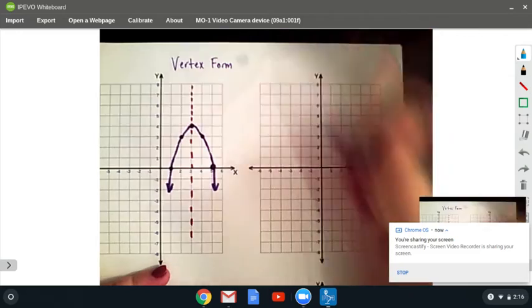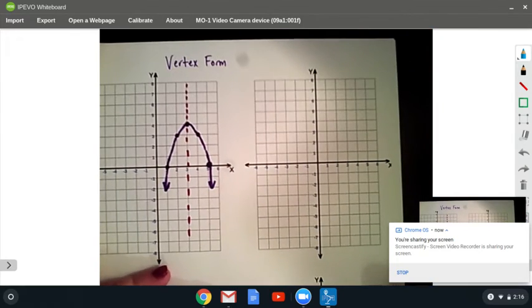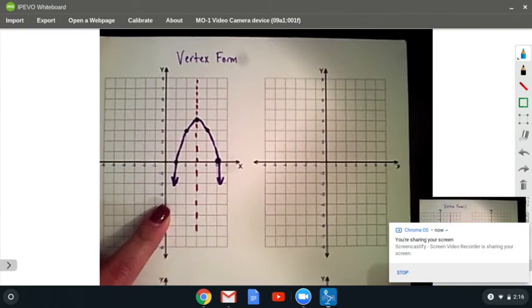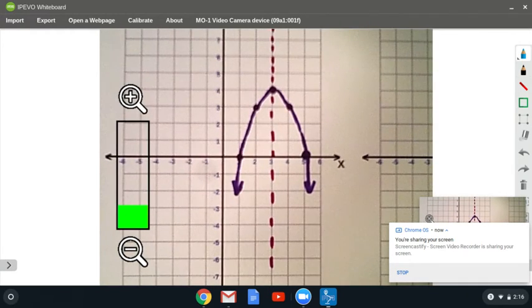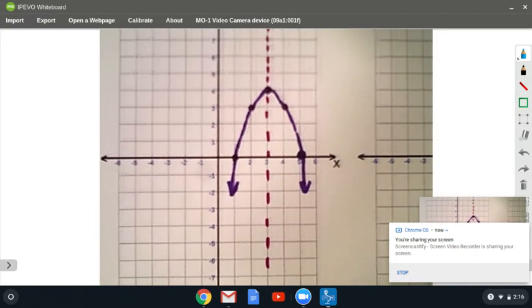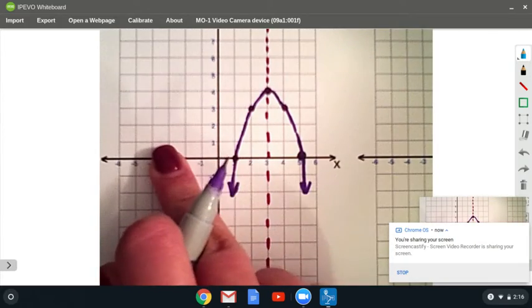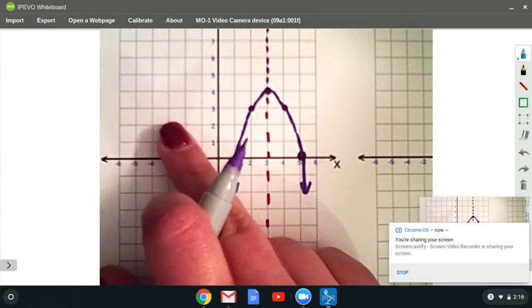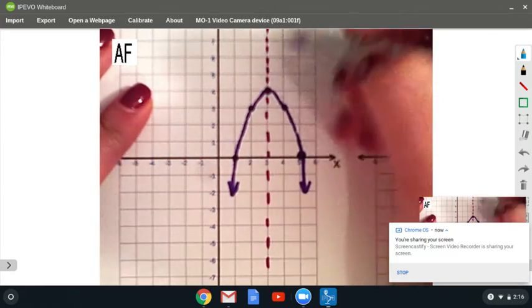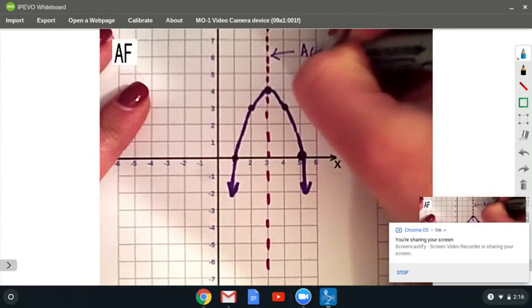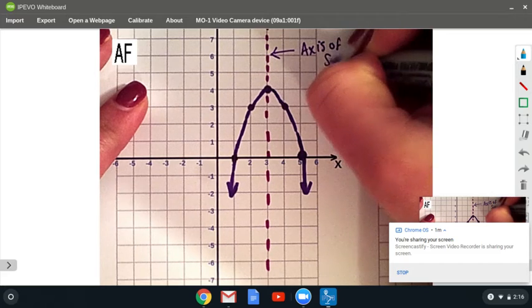So if you remember the last time we saw each other, we were starting to do vertex form of quadratics. So this right here that I have graphed is a quadratic. Okay, I'm going to zoom in so you're just focusing on this one. There are several different key features I can discuss about this that are going to help you with the activity today.